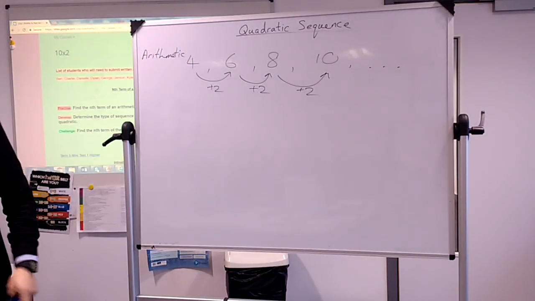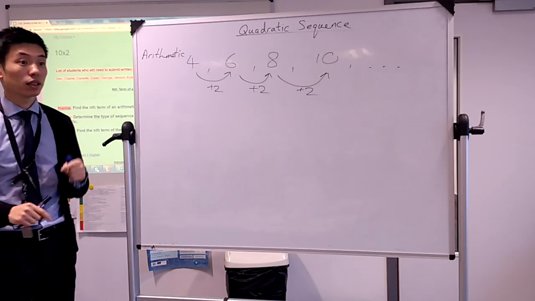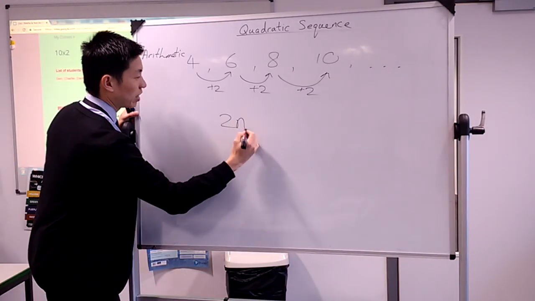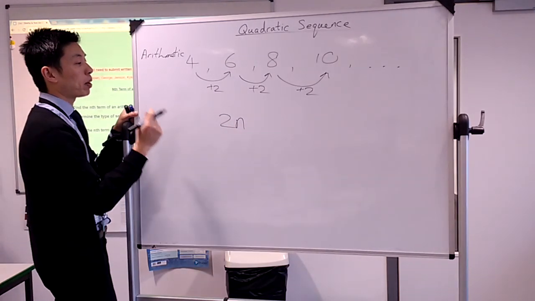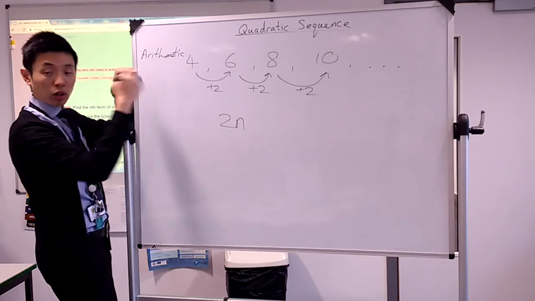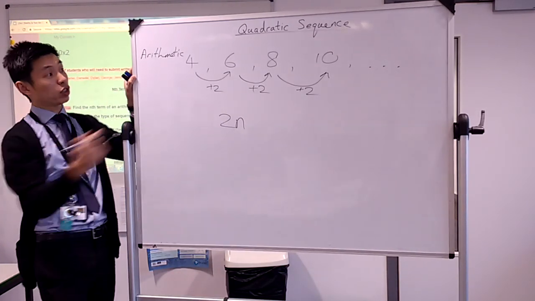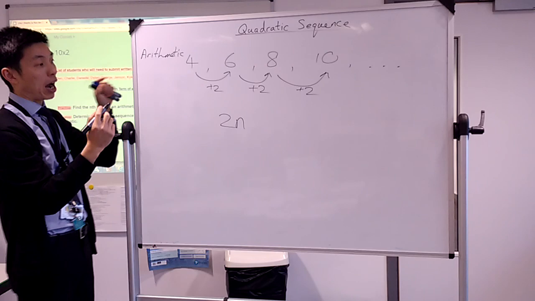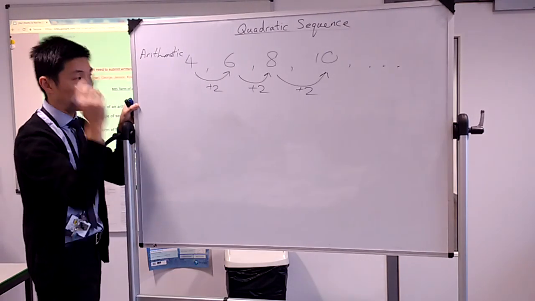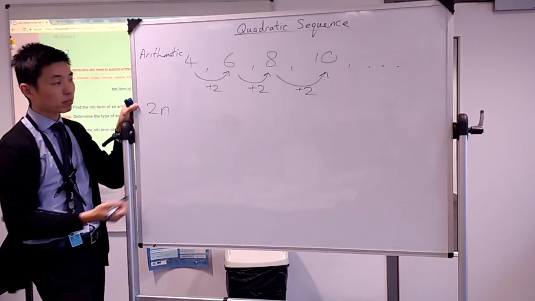So what's the nth term for this? Yes, 2n plus 2. 2n. Why is it plus 2? First, the old version is to find what number is in front of that. But I want you to think of it this way. So I got a 2n.